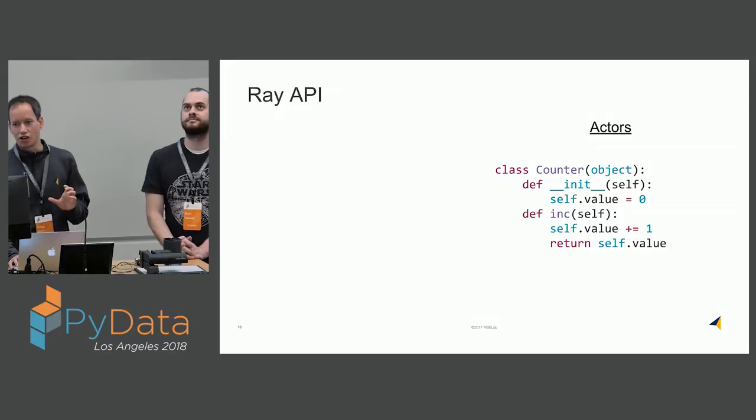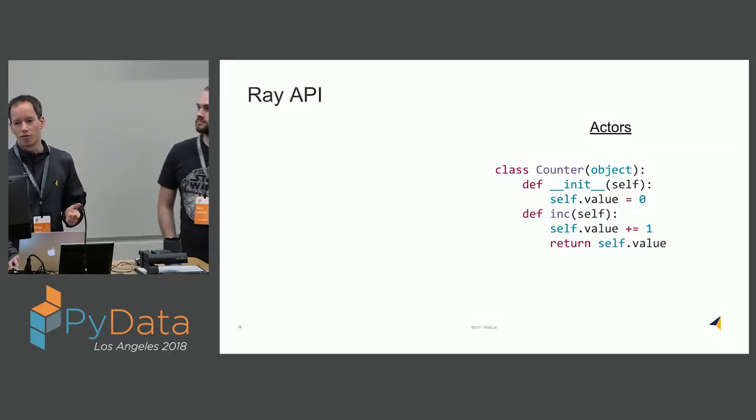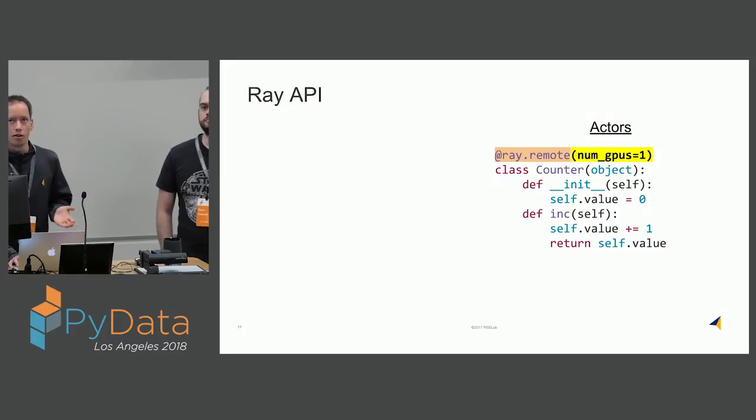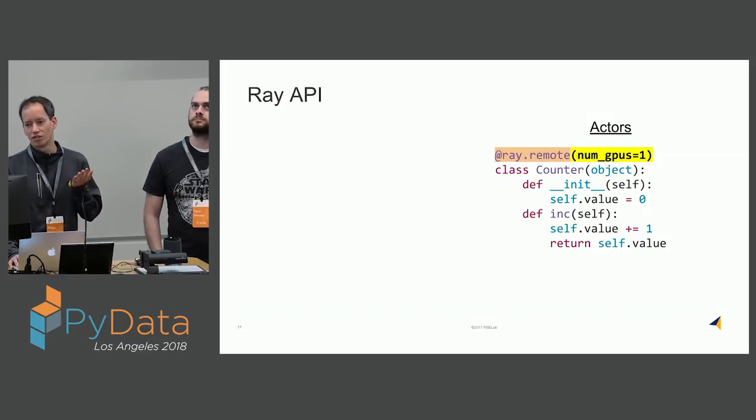Let's now talk about the actor API. Actors are about stateful services. Think about a web server, or a parameter server, key value store, or some reinforcement learning simulator, for example. You use a Python class, and you put in this ray.remote decorator. By the way, for these decorators, both for tasks and actors, you can also specify resource requirements. So in this case, we say num GPUs equals 1. So Ray will schedule the actor on a node which has a GPU.